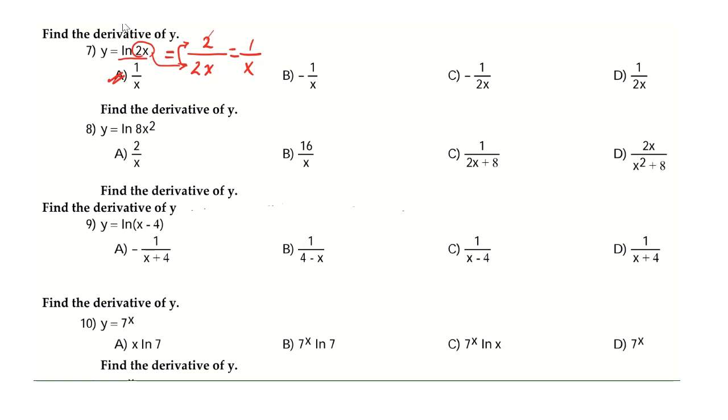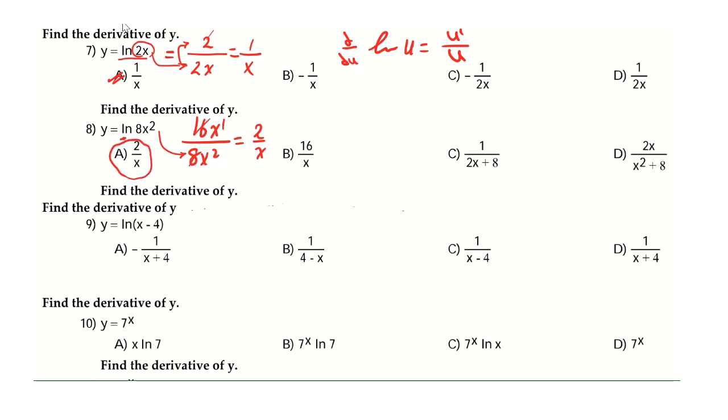Again, how can I find the derivative of ln? The derivative of ln u, for example, is equal to u dash divided by u. For a function, it's the derivative up and the function down. So I'm going to write 8x power 2 in the denominator, and in the numerator the derivative of 8x power 2, which is 16x. So 16 divided by 8 is 2, so it's 2 over x. So the answer is A.